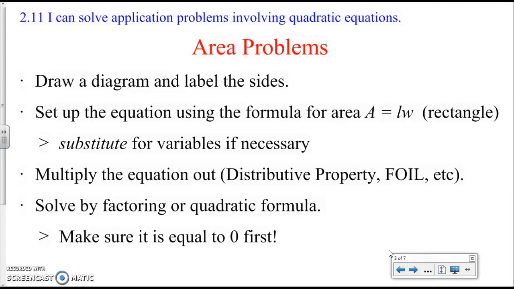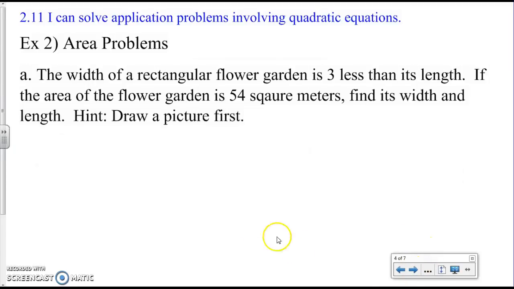Steps to help you out with these: draw a diagram and label the sides, set up an equation using the formula for area. For a rectangle, sometimes we have triangles in there, you'll see that. Multiply the equation out, so you're going to either distribute, FOIL, whatever, and then solve by factoring or quadratic formula. Make sure it's equal to 0 first, otherwise that does not work. Okay, so let's see what this looks like.